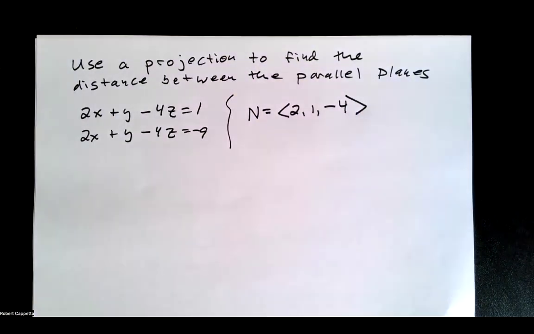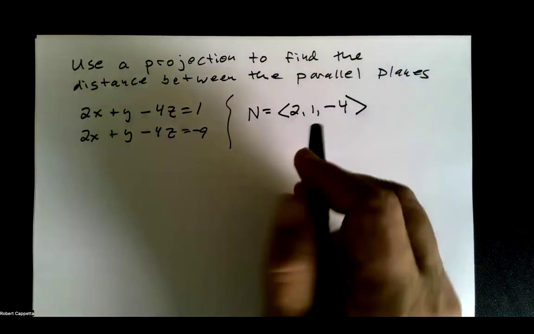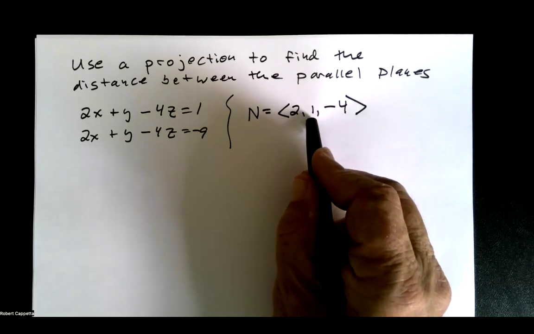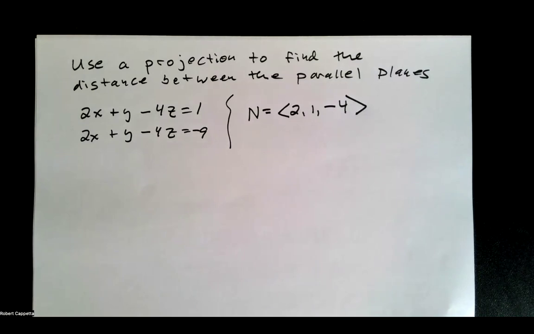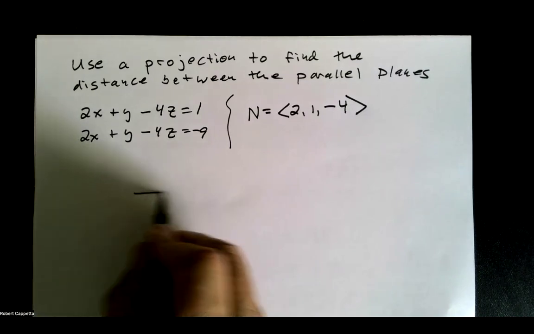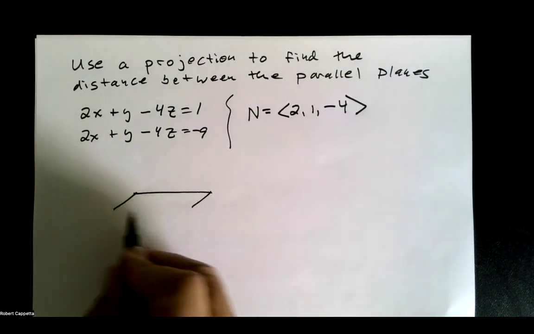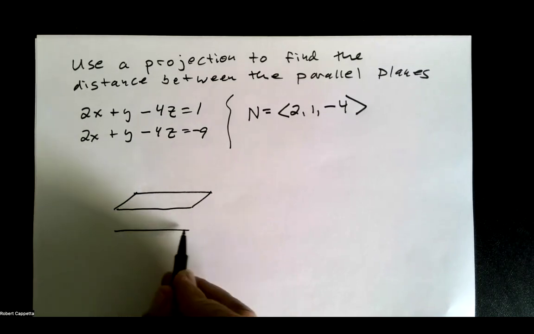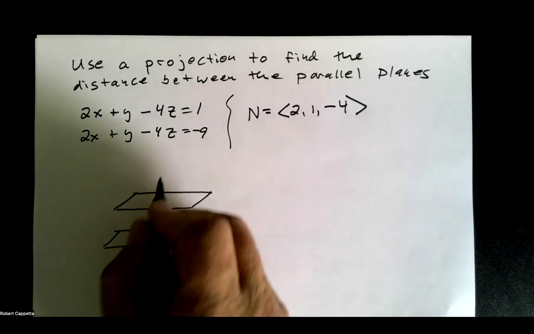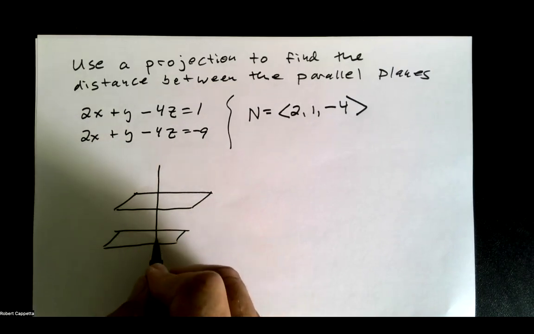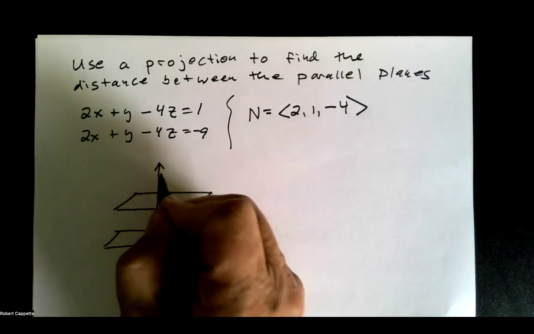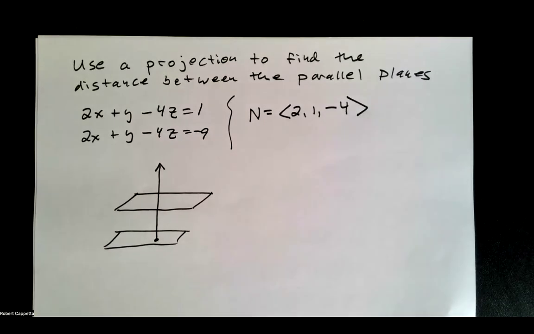Remember, the vector doesn't exist in space. It just tells us the direction. Move 2 units in the x direction, 1 unit in the y direction, and 4 units in the z direction. So let's consider what this looks like in essence. We have two parallel planes, and they share a normal vector. So for the sake of discussion, let's call that the normal vector.